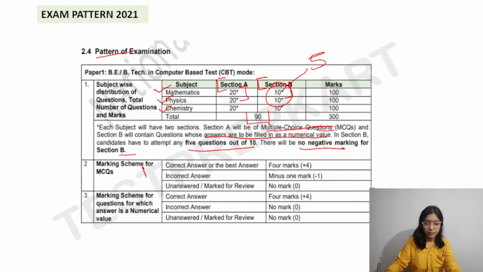The marking scheme in Section A: for correct answer +4, for incorrect answer -1, for unanswered or marked for review 0. In Section B, for correct answer +4, incorrect answer 0, no negative marking, unanswered or marked for review 0.